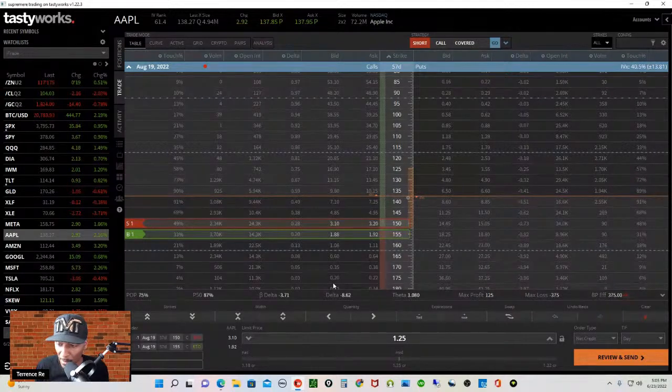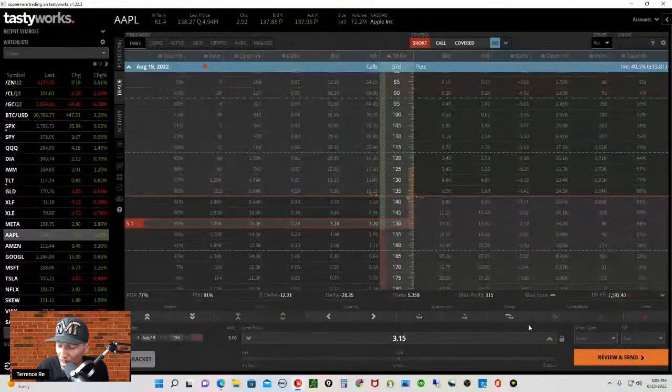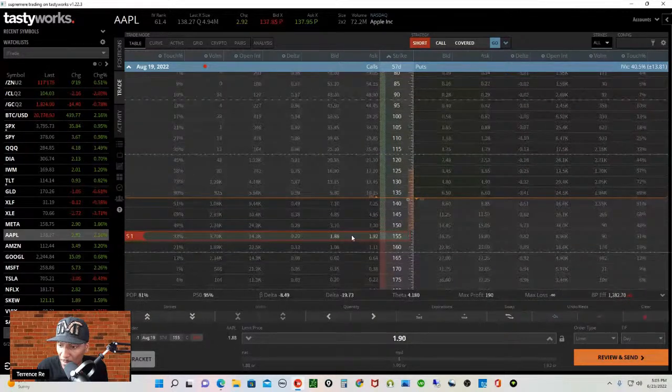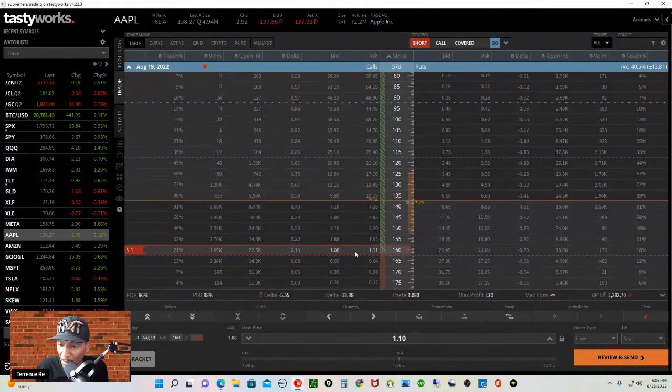You can sell this call spread, collect 125, or do it naked, collect 315, buying power 1500. So you're collecting approximately 20% of your buying power, which is pretty good. You come out here and sell the 20 delta, take in 190. I mean, you can come all the way out here at the 13 delta and take in a whole $100. You got a 98% probability of collecting 50% of this. It's a high probability trade.